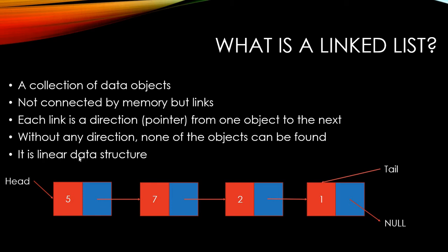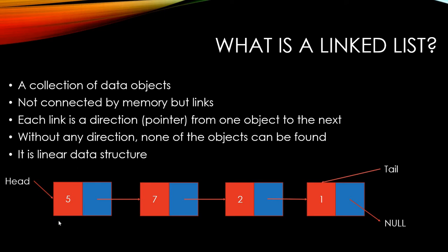So what do we mean by linear data structure? It means the data is arranged in a linear fashion. As you can see here, 5 comes at the very beginning, then after that 7 comes, and after that 2 comes, and after that 1. So this is the linear fashion. If 5 was pointing to more than one data, for example, let's say 5 was also pointing to 2, then it would become a non-linear data structure. So this is the difference between a linear data structure and a non-linear data structure.